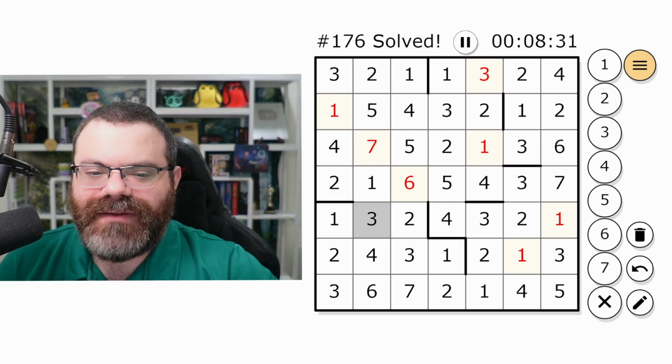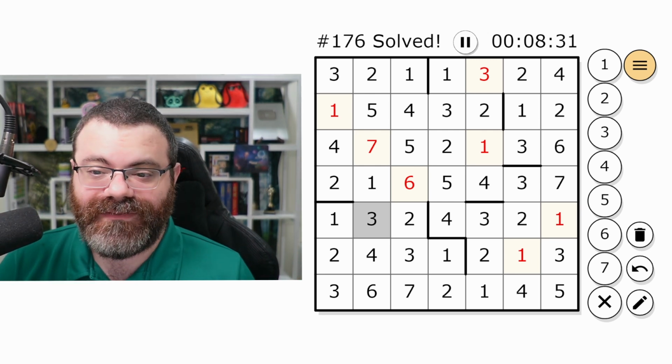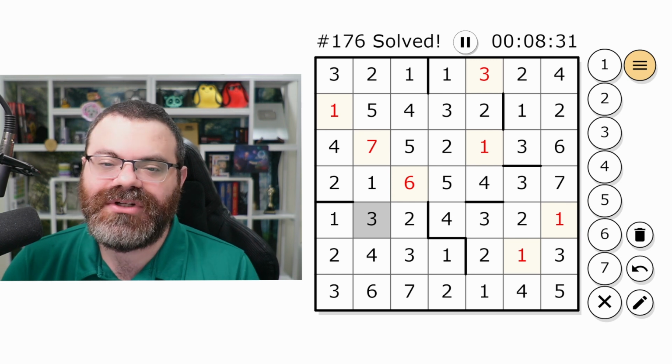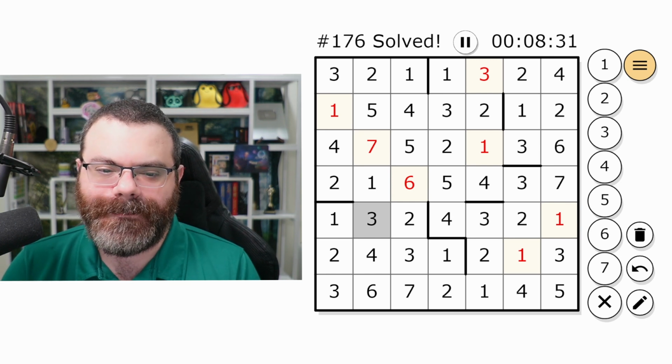Really neat. I think I'm learning fun ways to solve this puzzle to keep it fresh, which is always important for a long-term hobby, right?